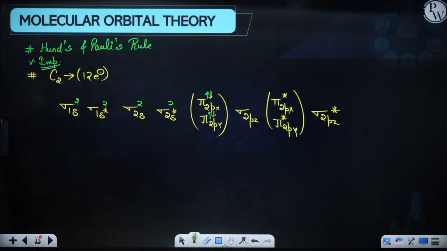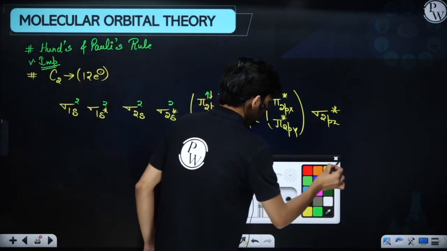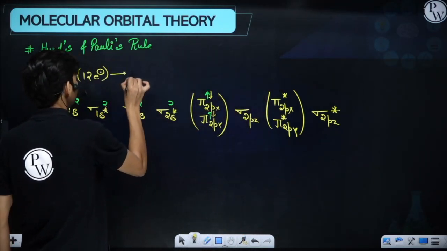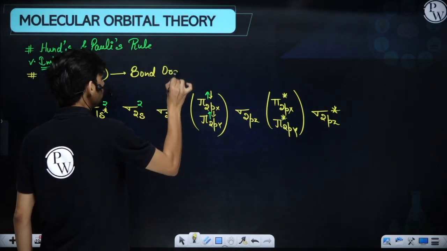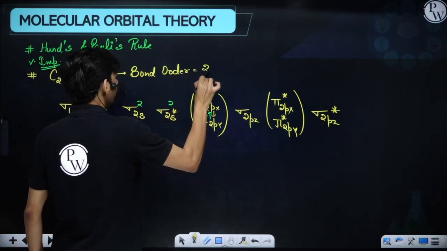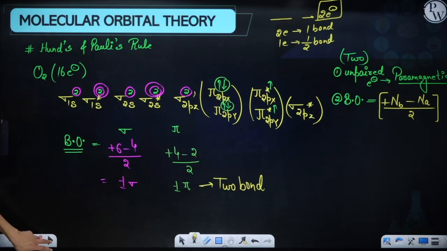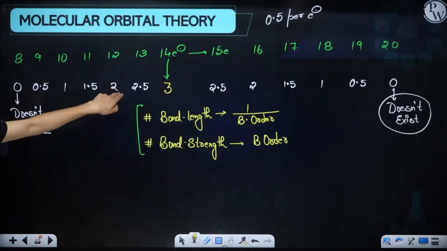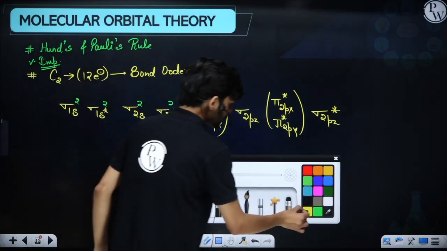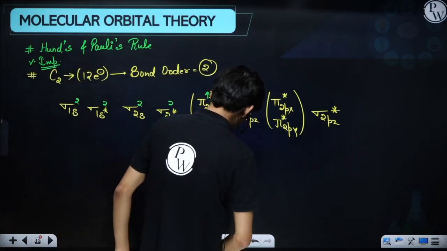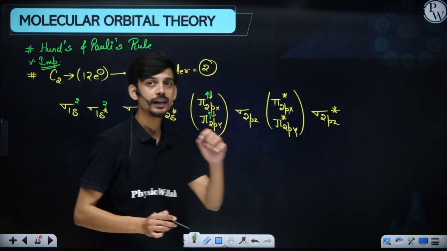For C2 molecule, you can see we are having 12 electron. So the bond order will be 2. You can directly tell the bond order from your trick that bond order will be 2 for 12 electron. That is okay. But if you want to know the detailed information about the bond, you have to calculate the bond order.